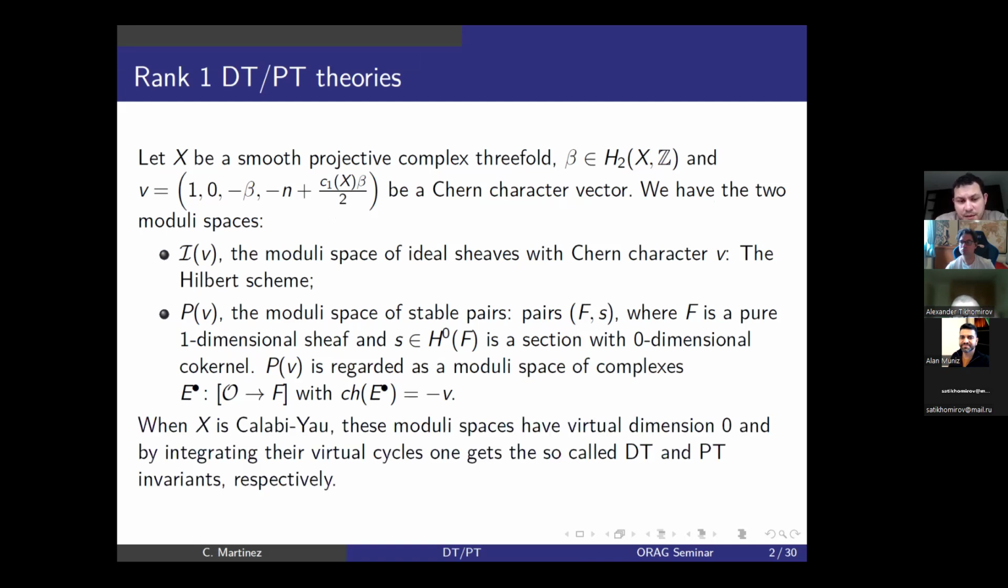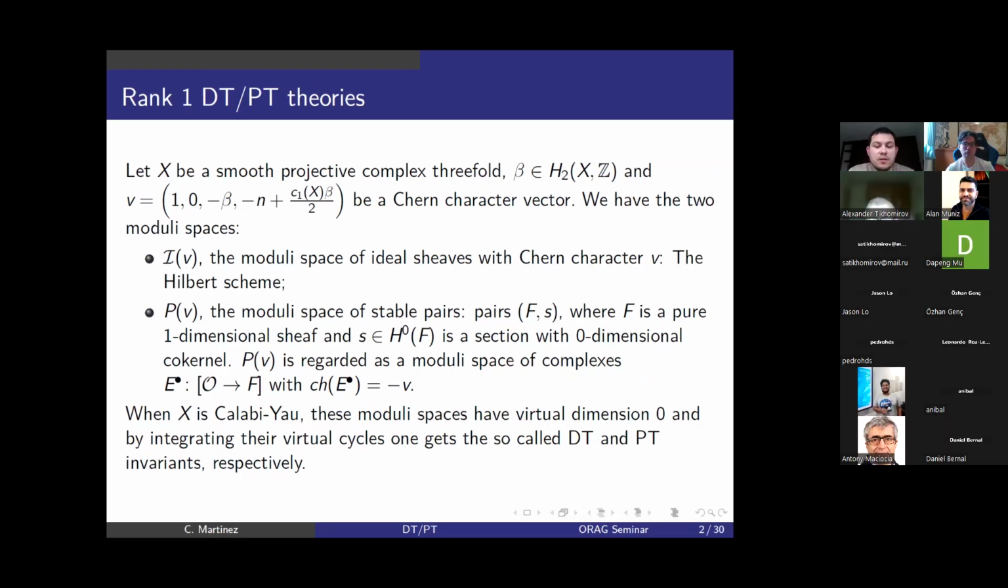When X is Calabi-Yau, these moduli spaces actually have virtual dimension 0, and what people do with this counting invariants is integrate these virtual cycles, and one gets what are called the DT and PT invariants respectively. So DT, the Donaldson-Thomas invariants, are the virtual counts for the Hilbert schemes, and the PT invariants are the virtual counts for these P_n moduli spaces.